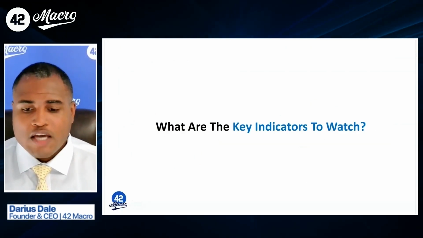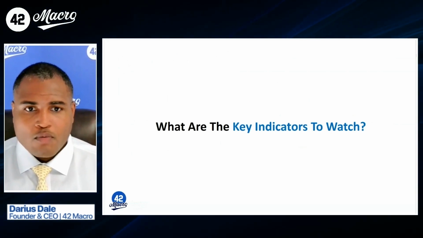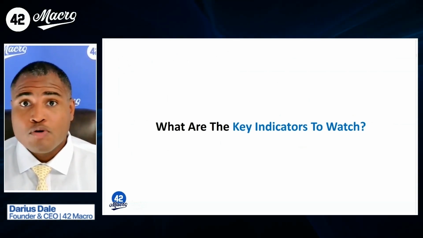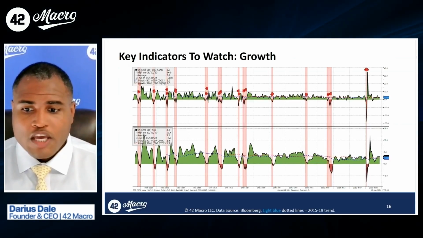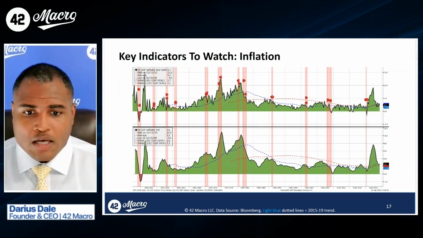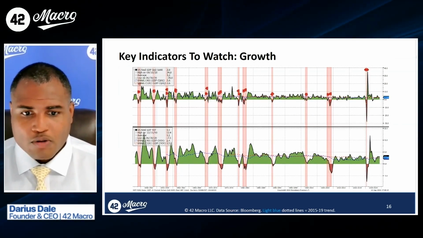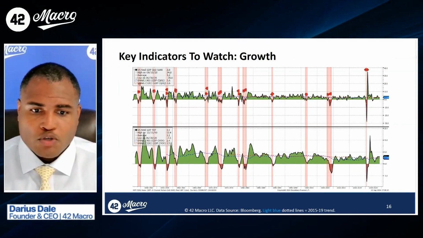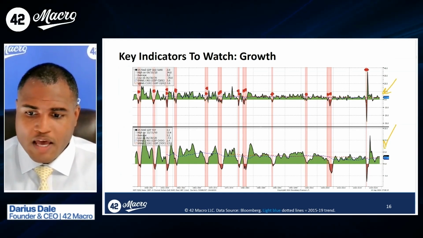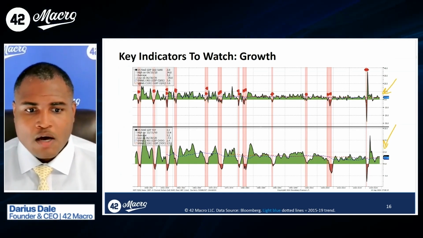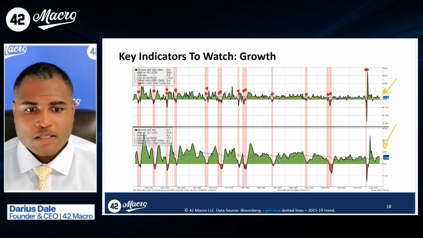So, what are the key indicators to watch when you're talking about weaponizing macro and using it to improve your investment results? So the key indicators to watch are growth and inflation. So the starting key indicators to watch are growth and inflation. So in this chart, we just show real GDP on a quarter-over-quarter SAR basis and on a year-over-year basis in the bottom panel. A couple quick things to note about this. So this is U.S. real GDP growth.